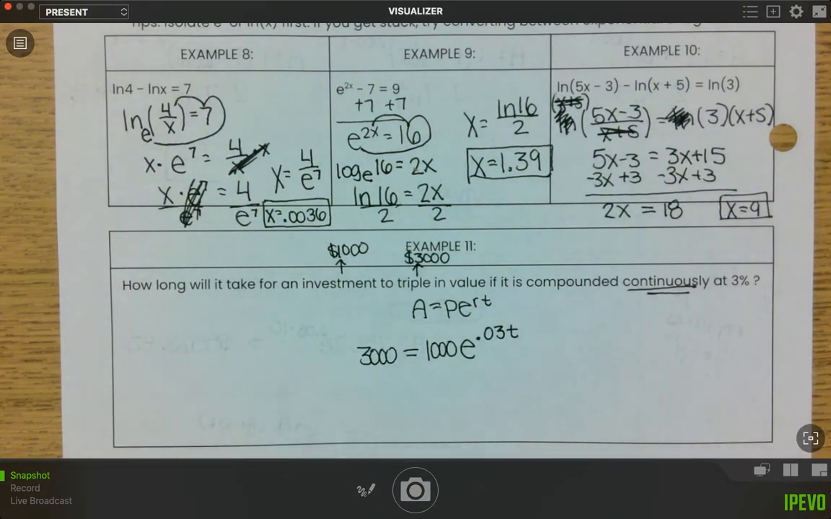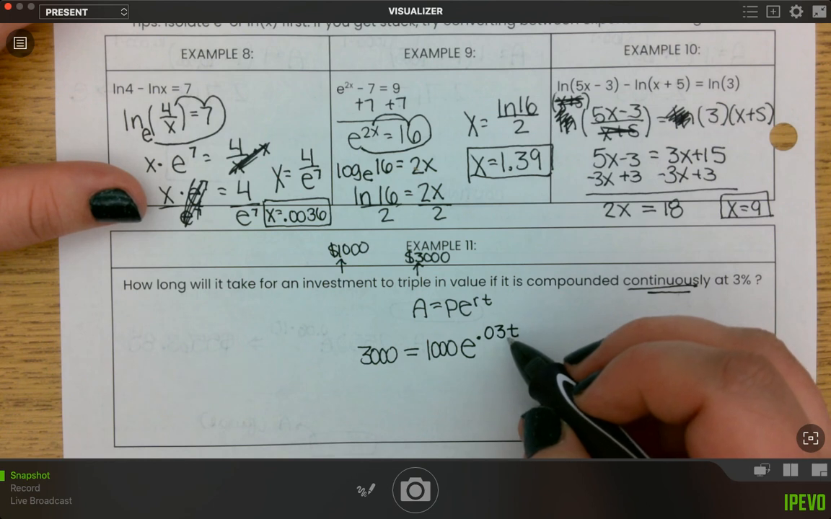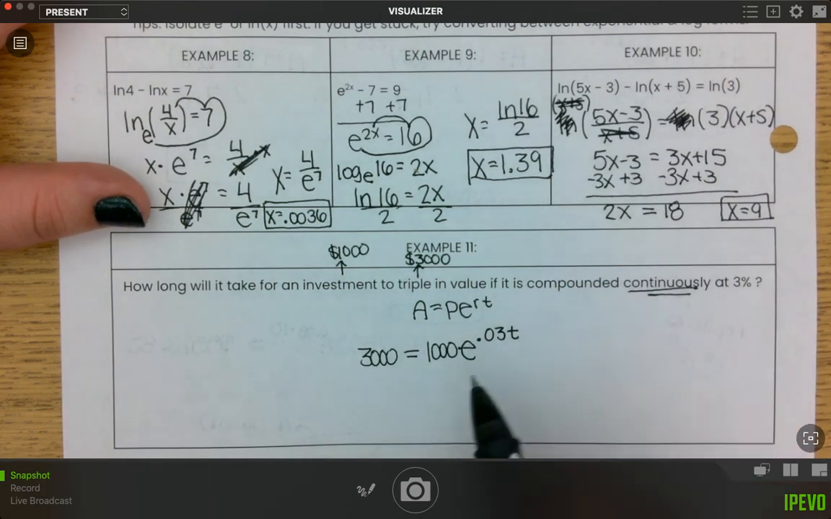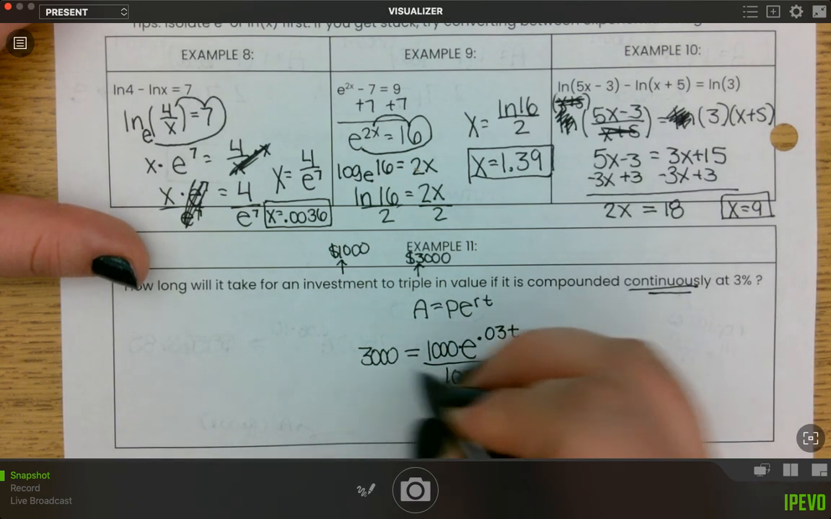So I'm just guessing. I'm just taking a pick on my own. Doesn't matter how much you pick. It is a little bit easier to work with if you pick a bigger number sometimes because it makes a little bit more sense to your brain. So we need to get this t out of here. The first thing that I know I can do is that these are being multiplied, so I can divide by 1,000 on each side.